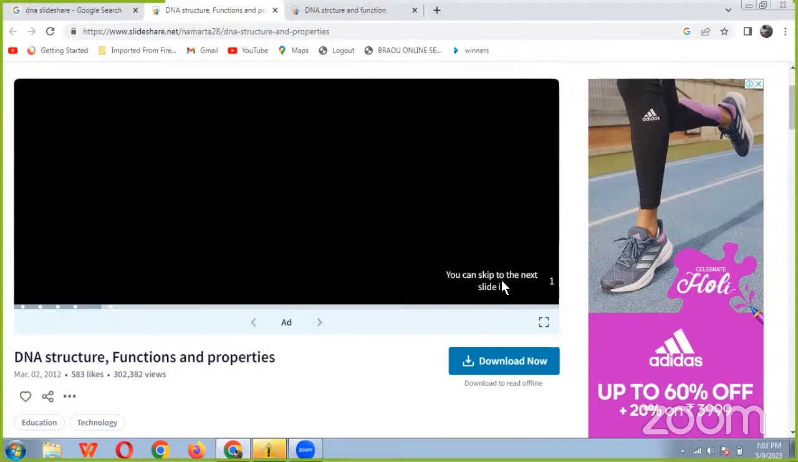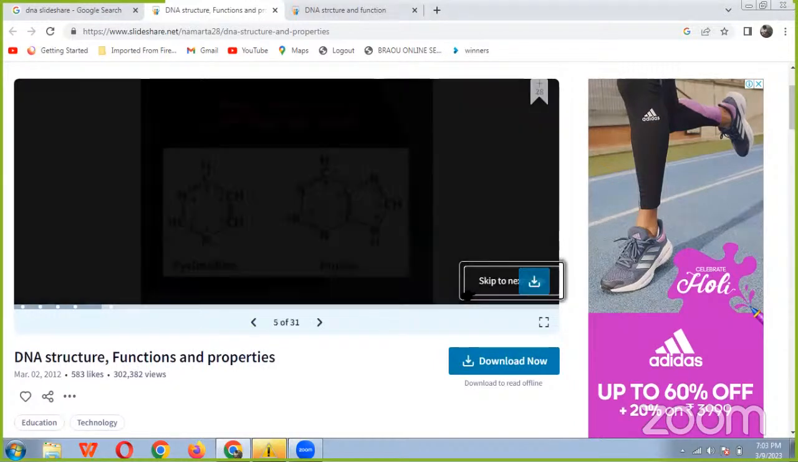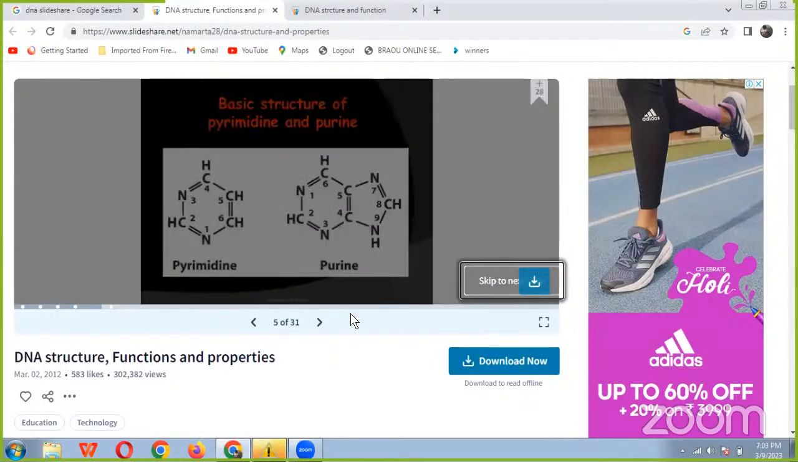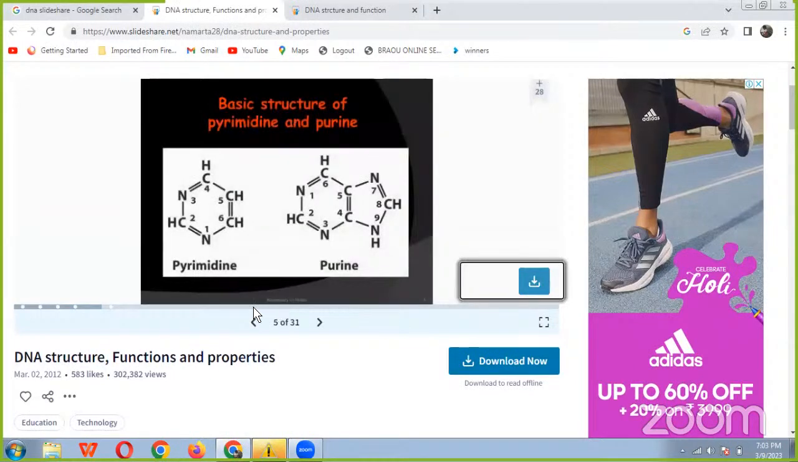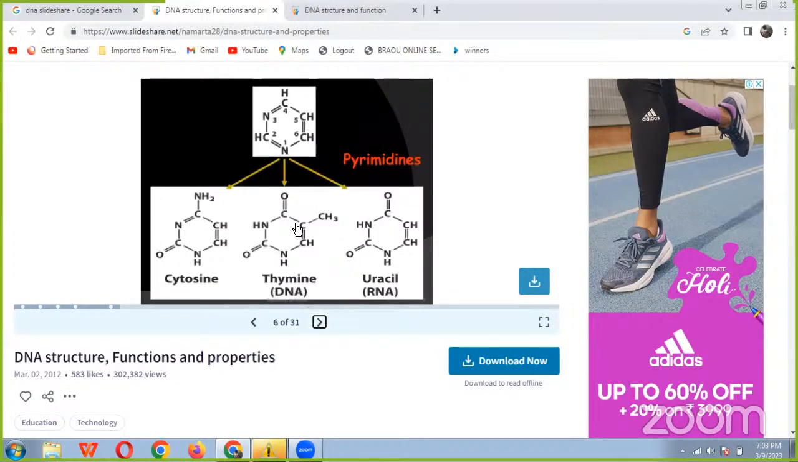Nucleic acids are divided into two types, RNA and DNA. Basic structure of pyrimidines and purines. What are the pyrimidines? Cytosine and thymine. These are available in DNA.